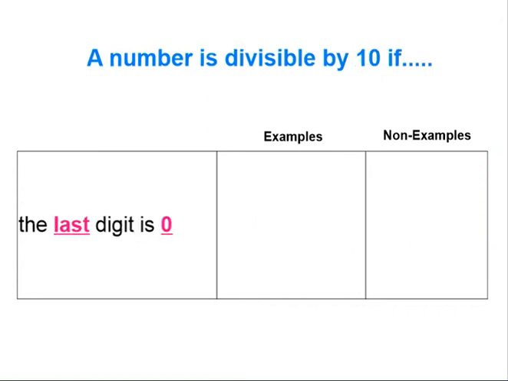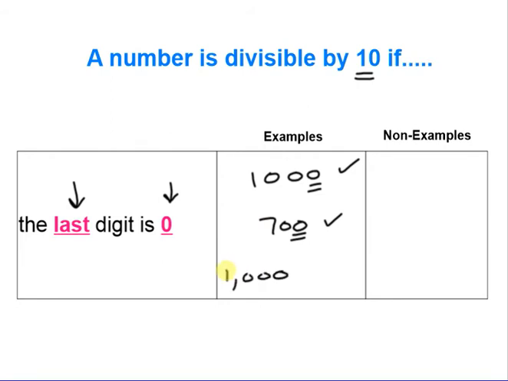All right, last but not least, we have a pretty easy one. A number is divisible by 10 if the last digit is 0. So the number 1,000 would work because we end in a 0. The number 700 would work because we end in a 0. And just for fun, the number 1,000,000 would work because we end in a 0.